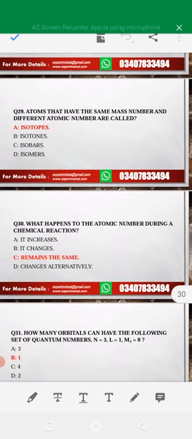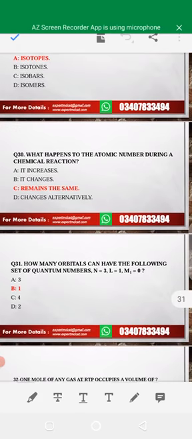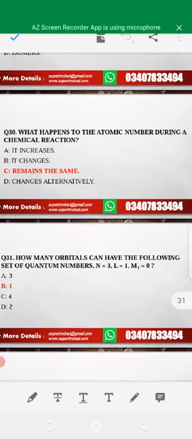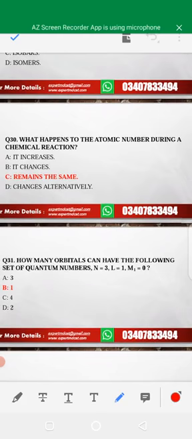Question number 29. Atoms that have the same number of protons and different mass numbers are definitely isotopes. And what are isotones? Isotones have the same number of neutrons, isobars have the same mass number. Next, question number 30. What happens to the atomic number during a chemical reaction? During a chemical reaction, the only thing that varies and changes is the number of electrons, not the number of protons. So atomic number must be the same during any chemical reaction. So option C will be the correct answer.